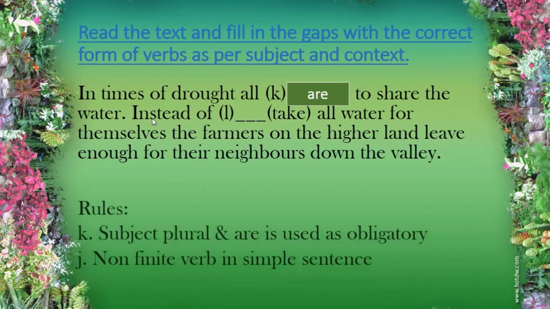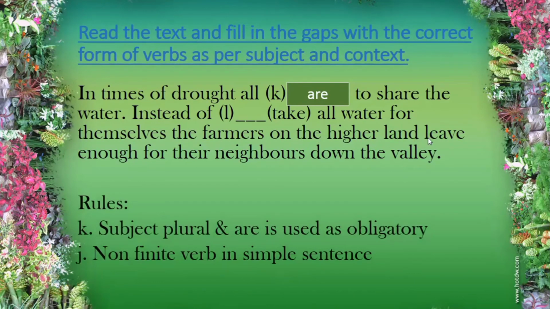Instead of take all water for themselves, the farmers on the higher land leave enough for their neighbors down the valley. Instead of what? Take. This verb doesn't have a subject before it. So we can easily understand this is a non-finite verb, and non-finite verbs are participles or infinitives. So we have to use the gerund form, or be-on plus ing form, of take. The answer should be, instead of taking all water for themselves, the farmers on the higher land leave enough for their neighbors down the valley.